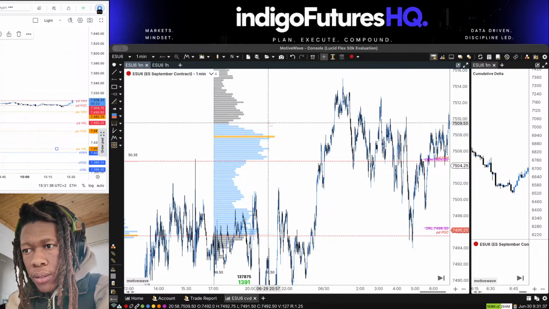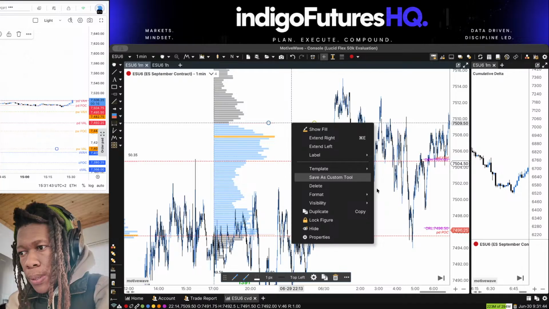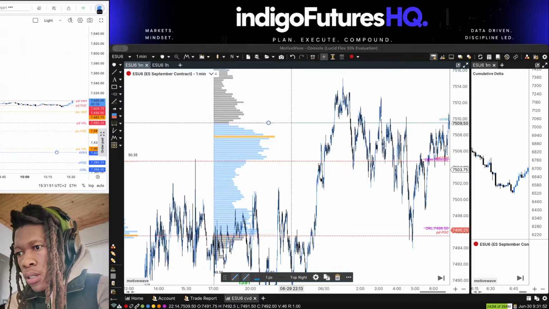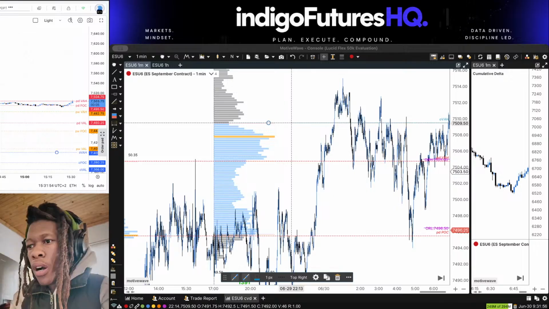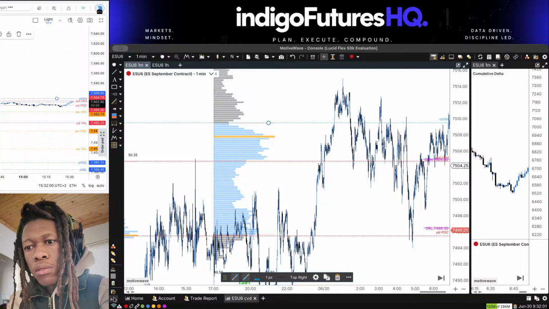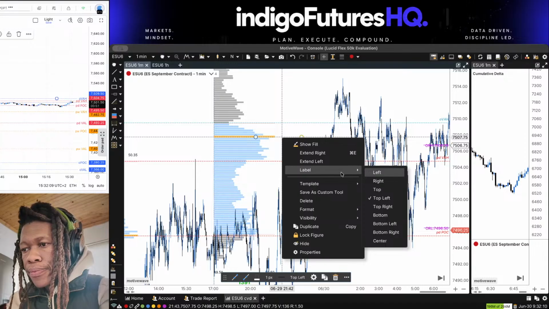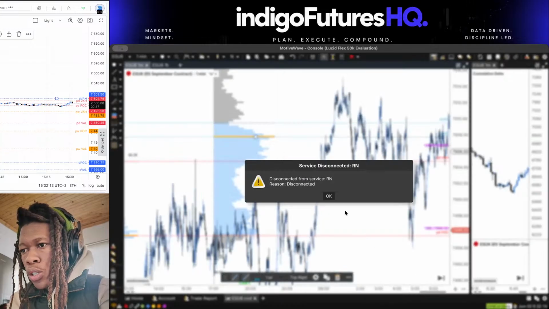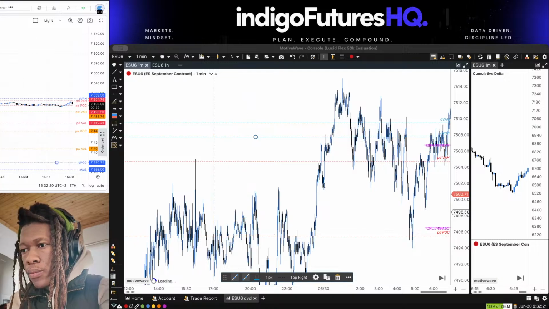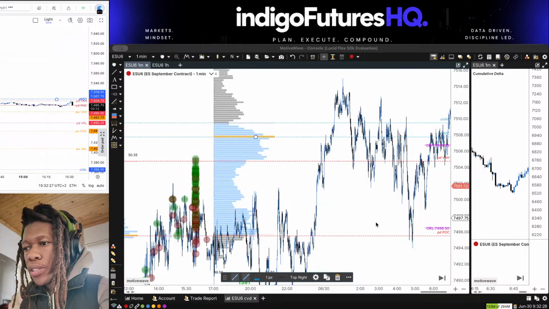But yeah, let's mark these overnight values now. 509.50, overnight value area high. And then we'll figure out what we want to do, what would make sense, what the auction looks like. 507.75, overnight point of control.